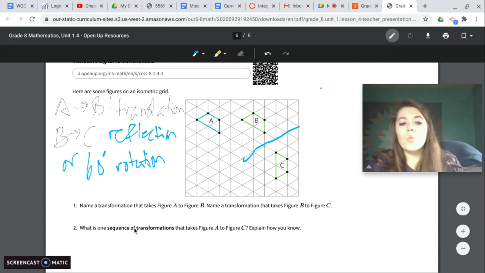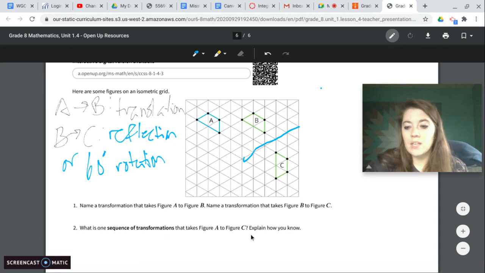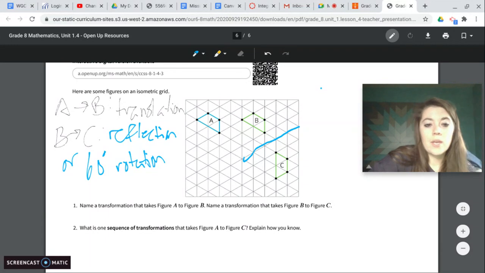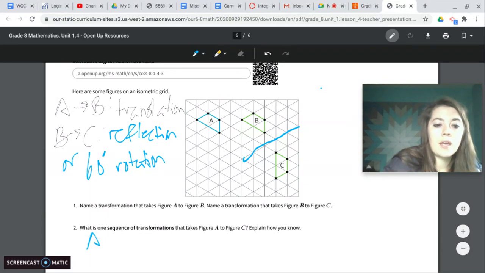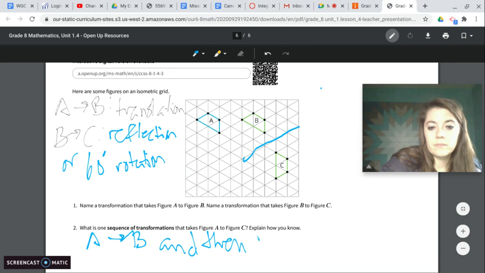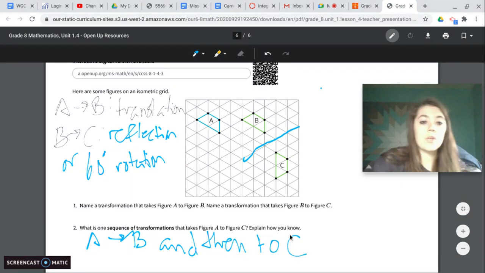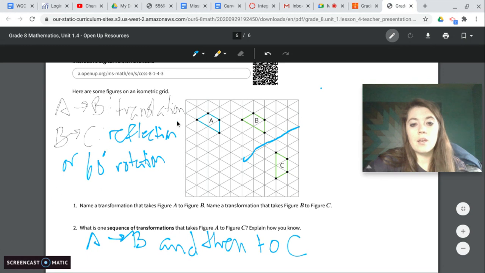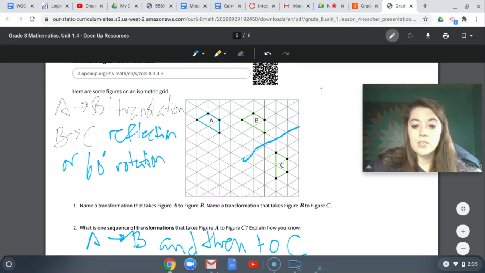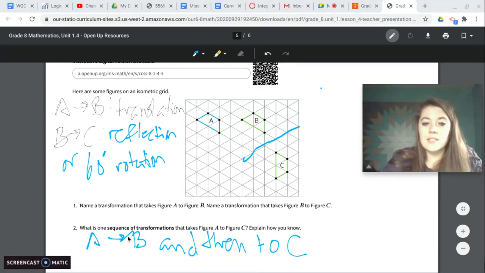Now, for 2, what is one sequence of transformations that takes figure A to figure C? Explain how you know. So we go from A to B, and then to C. So we do the translation, then we do the reflection or rotation. Our sequence of transformations then is just doing the translation, then a reflection.